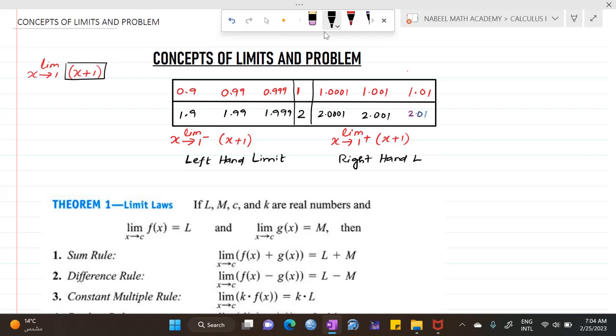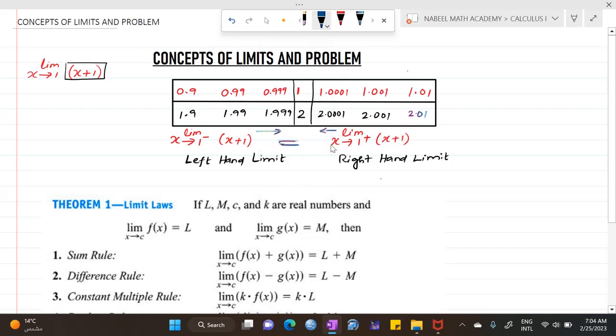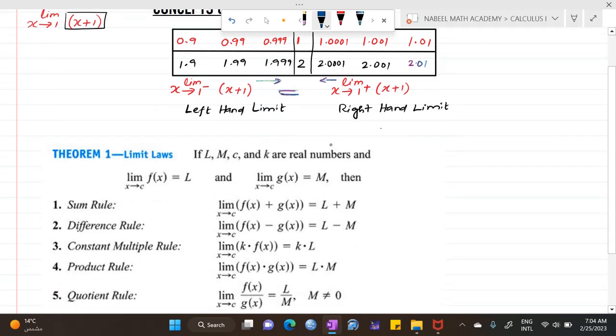The limit exists only if these two are equal. If they are not equal, we say it doesn't exist. This is the main result you have. Whenever the limit exists, it means from the left side and from the right side it approaches the same point. Then only the limit exists. Let us take the next one here. If the right hand limit and left hand limit are not the same, we say the limit does not exist.